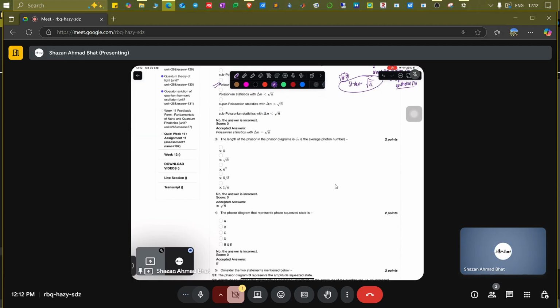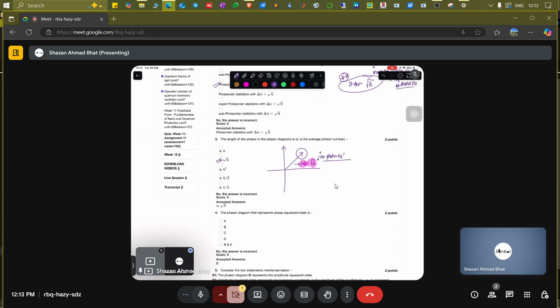Okay, moving on. The length of the phasor in the phasor diagram gives the average number of photons. Let's say we're talking about a coherent state, and this is a phasor. Then the length of this phasor is represented as alpha, which is the square root of n. So this gives the average photon number. It is proportional to the square root of n. So this alpha, which is proportional to the square root of n, gives the average photon number.